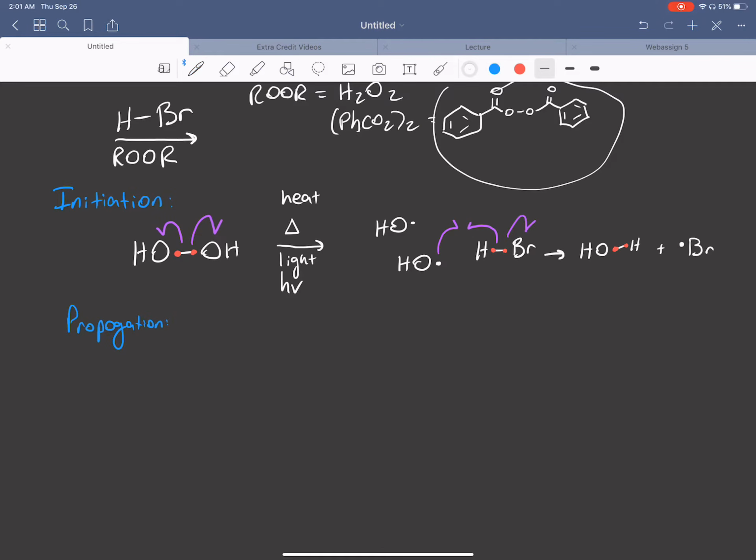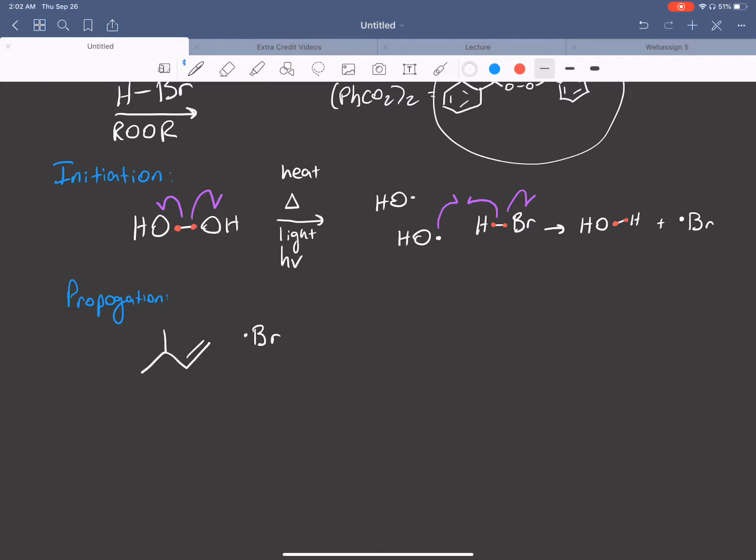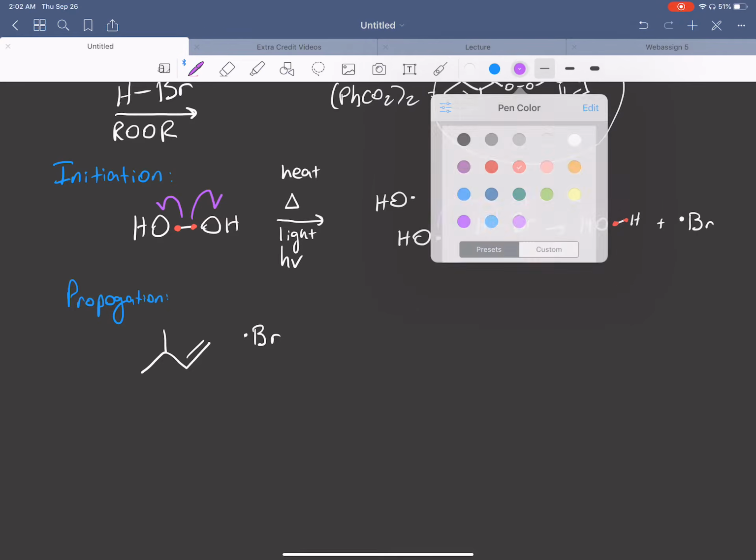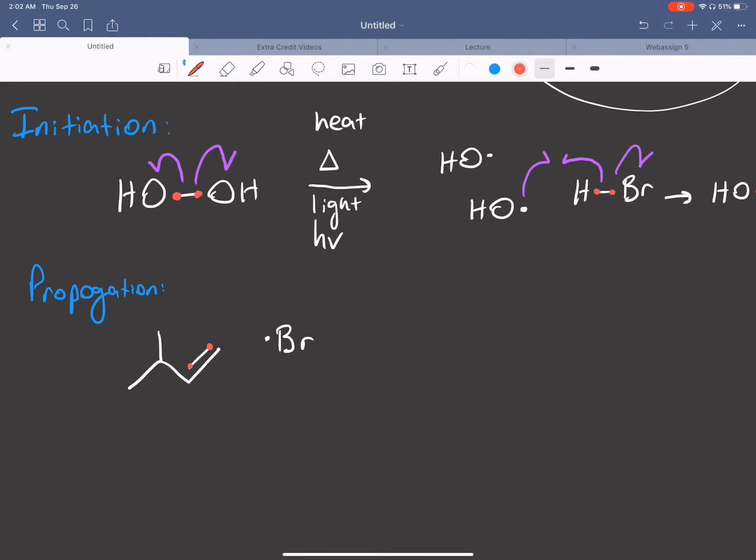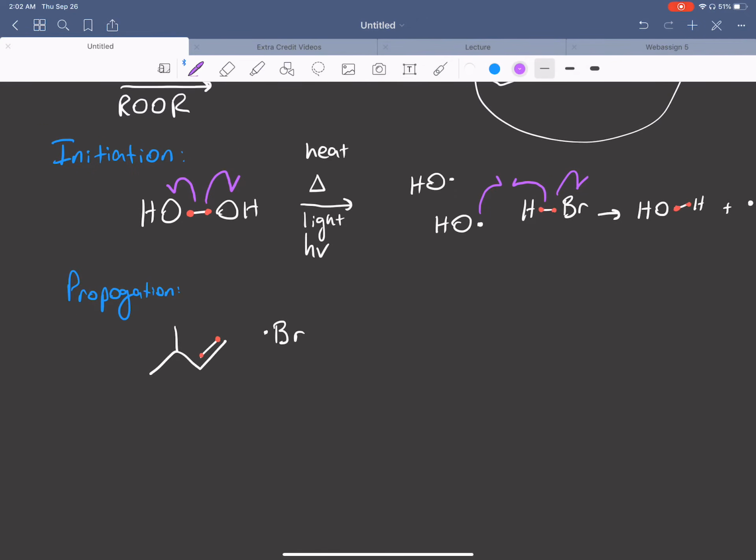All right, propagation. So what propagation does is the main focus of the reaction, right? And so we do these with alkenes. So we have, let's just say that alkene, and we have our Br radical, all right? And so the way this works is the 2 electrons in our double bond right here. So one of them is going to break off and attack the Br. This, and the Br is going to attack it there, right?